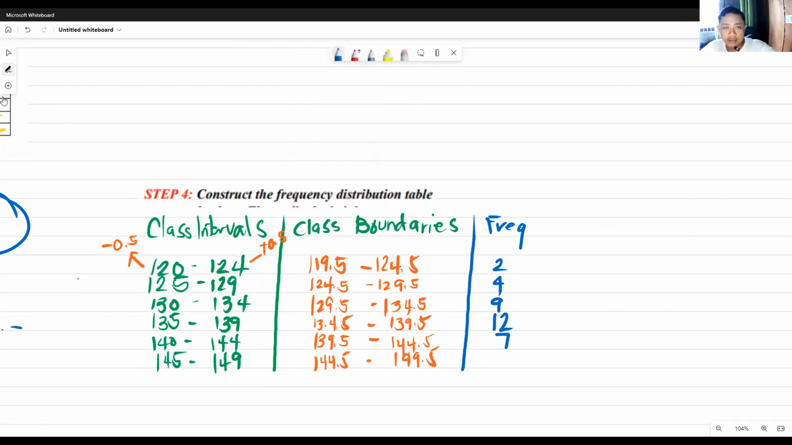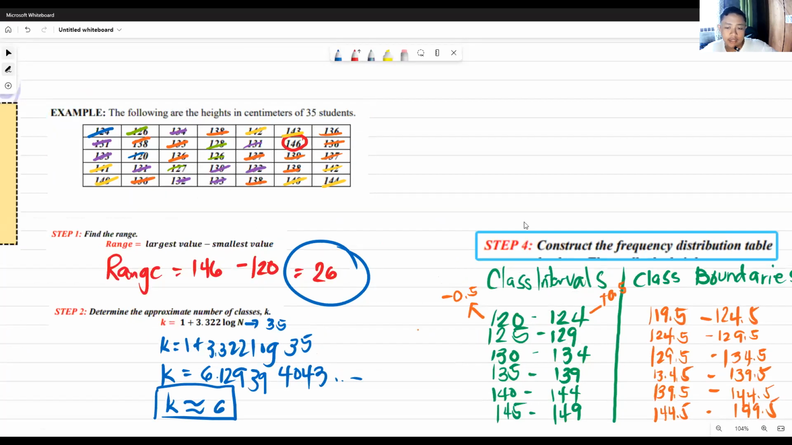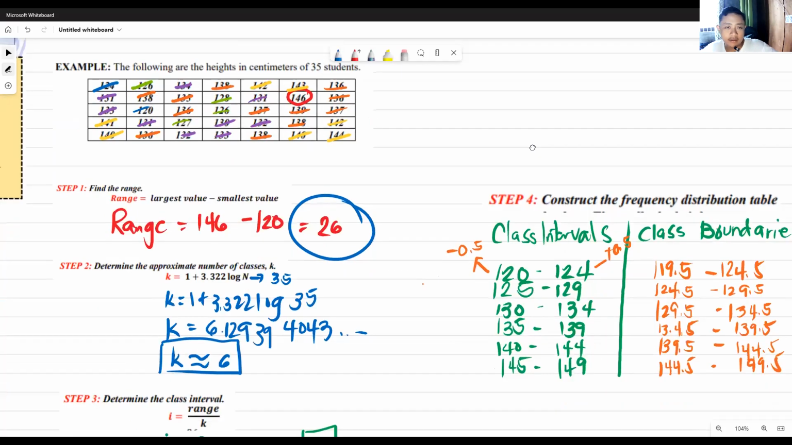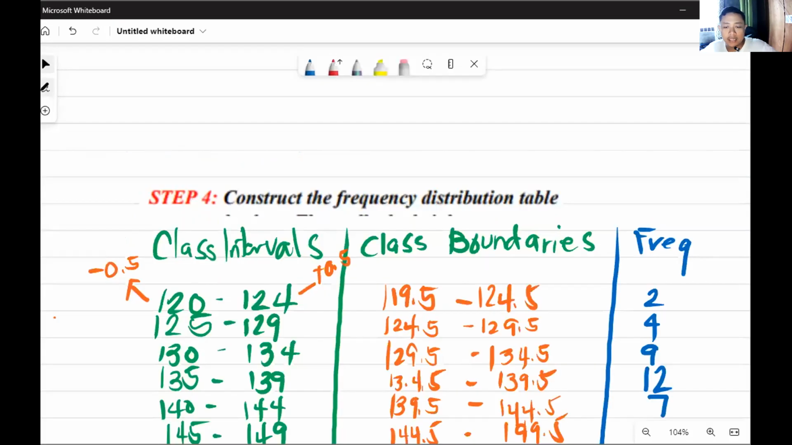And finally, there is only 1 belonging to 145 to 149. So that's 1. Okay, that's it. Show me a reaction if you were able to get the same tally as mine.